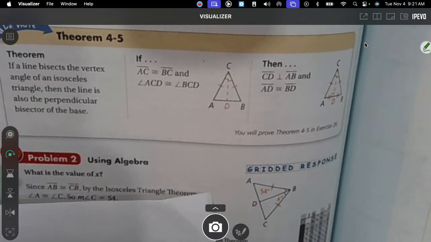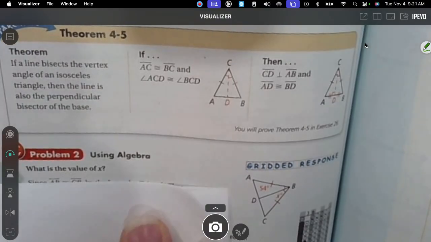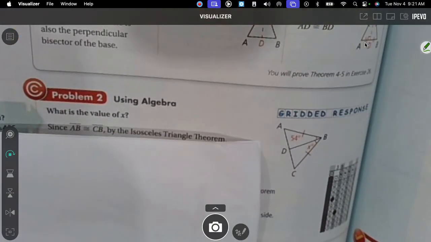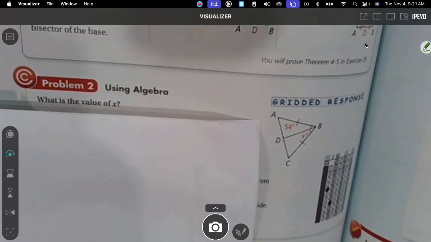Let's do some algebra with it. It says, what is the value of x? Let me see where that angle is, first of all. Okay, I can figure this out. All right, it says this angle right here is 54. It was kind of hard to tell. That's the angle, that's 54, okay? I know these sides are the same, so if this is 54, what's this angle right here? What's this angle right here? 54, because the sides are the same, those base angles are the same.